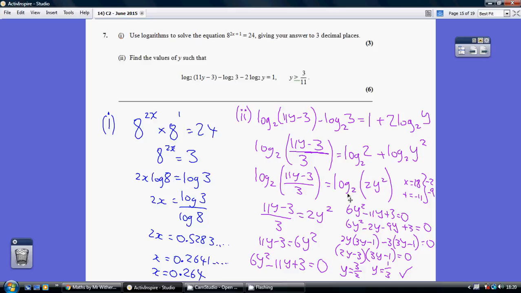So we can say this bracket here now equals this bracket here, so we're really doing away with the logs. So 11y minus 3 over 3 equals 2y squared. Multiply both sides by 3. Take everything over to the right-hand side by minusing 11y and adding 3. We get 6y squared minus 11y plus 3 equals 0. This does factorize to 2y minus 3, 3y minus 1 equaling 0. So we'll get y being 3 over 2 and y being a third.